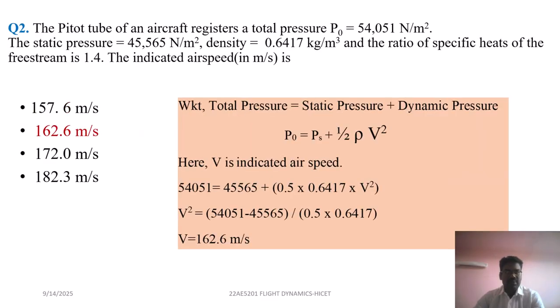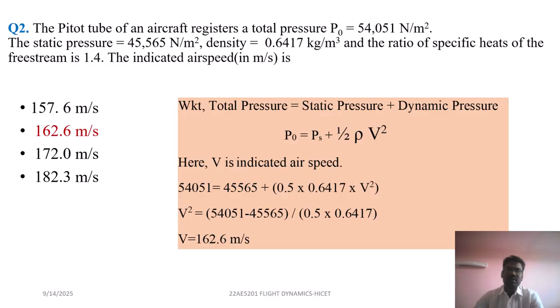From the given problem, the pitot tube of an aircraft registers a total pressure value P naught equal to 54051 Newton per meter square. They have given the static pressure value, that is 45,565 Newton per meter square. The density value is 0.6417 kg per meter cube. Then we have to find the indicated airspeed.